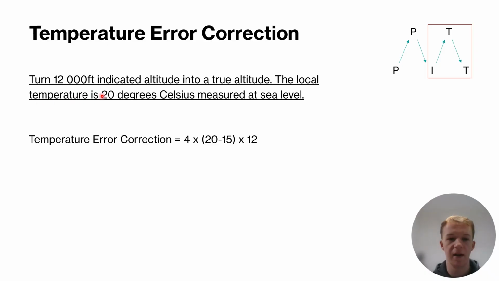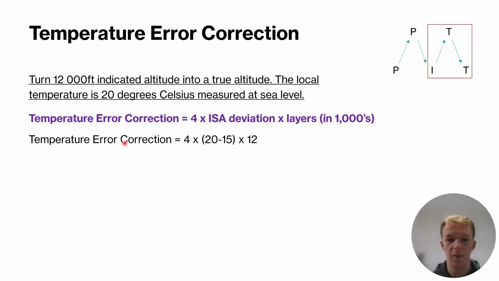Turn 12,000 feet indicated into a true altitude. The local temperature is 20 degrees Celsius measured at sea level. Okay, so that's nice and simple. We've got our indicated. It wants us to get a true, and we're going to have to use the temperature error correction to do so. So the formula here in purple is the one that we're going to have to memorize. It's going to be used so many times, it's going to be ingrained in your brain.